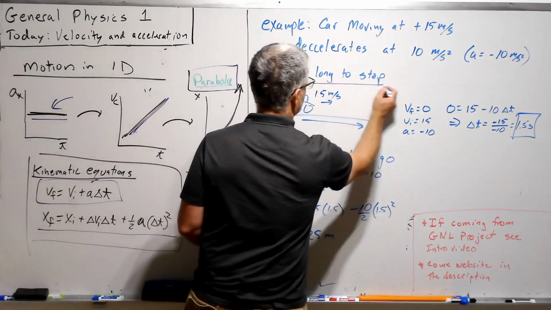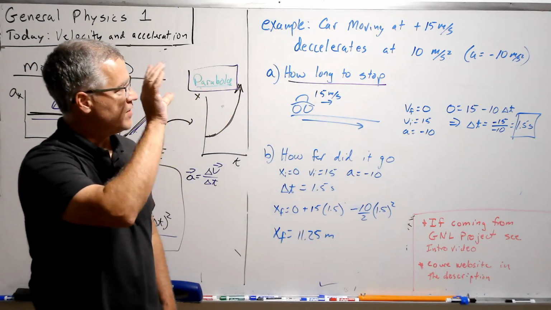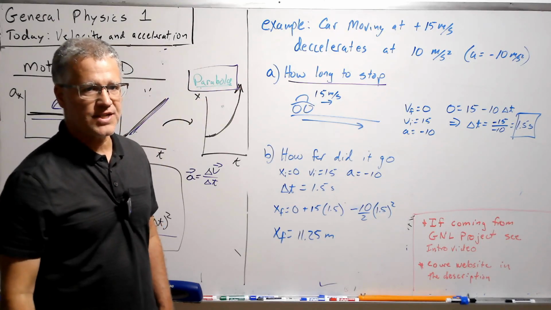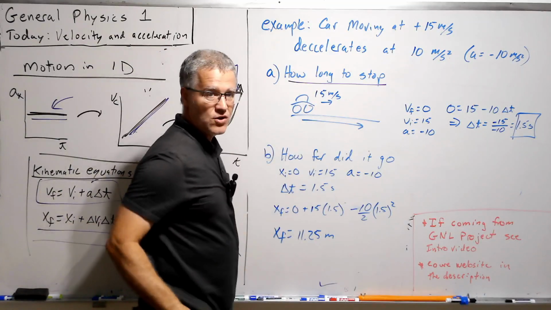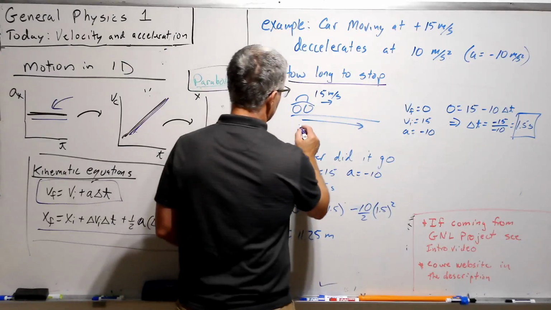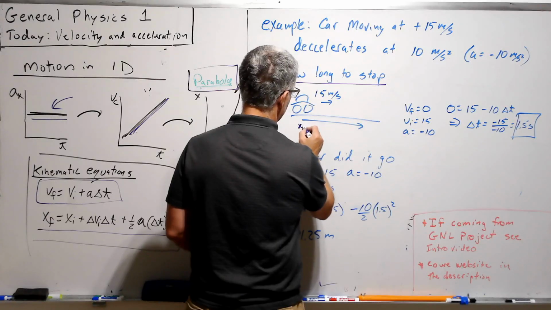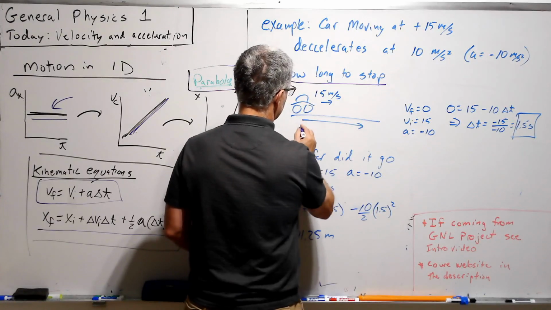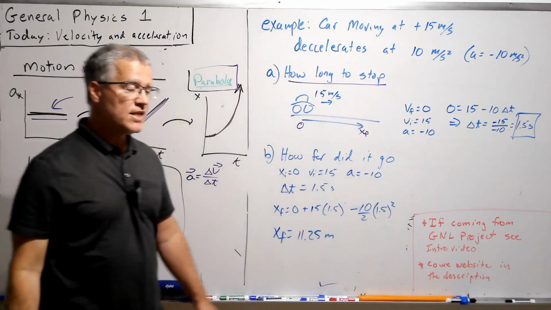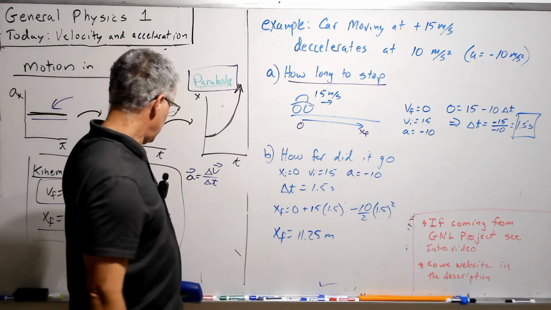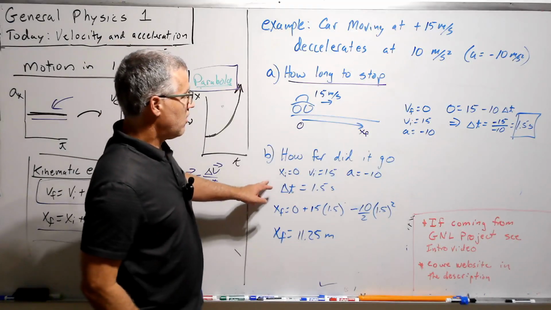Let's use our little paradigm here. What do we know? We know it's moving in this direction, and we know some of the quantities. Let's draw a picture and put this on a coordinate system. This could be x equals 0, and then this is x final here. Now, we're not really looking for x final yet. We will be, but we're looking for how long it took.